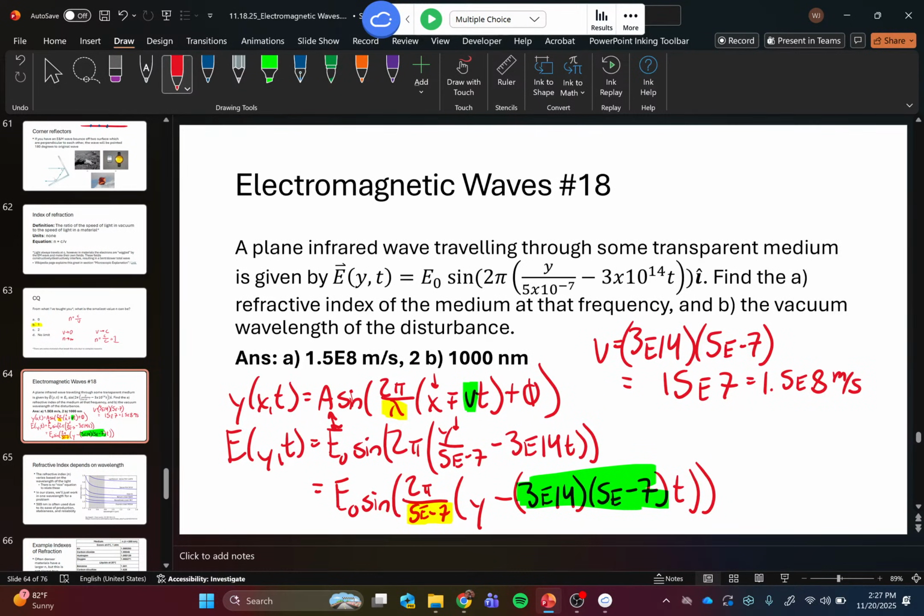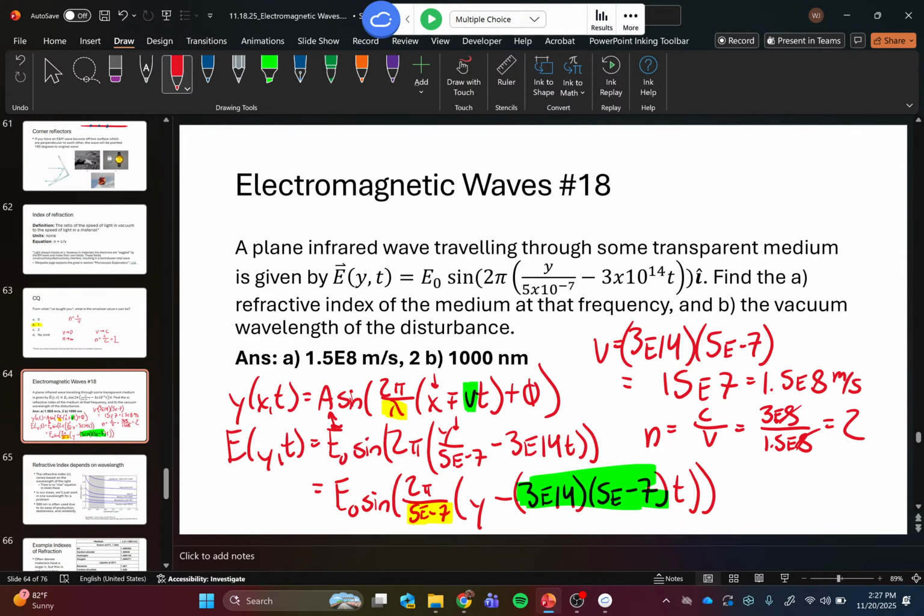This is simple enough math that you should be able to do without making a mistake. All right, great. That's the velocity. I didn't ask for velocity. I asked for n. So 3E8 divided by 1.5E8. Yet again, this is something you could do in your head. These cancel. 3 divided by 1.5 is 2. Great. There you go.